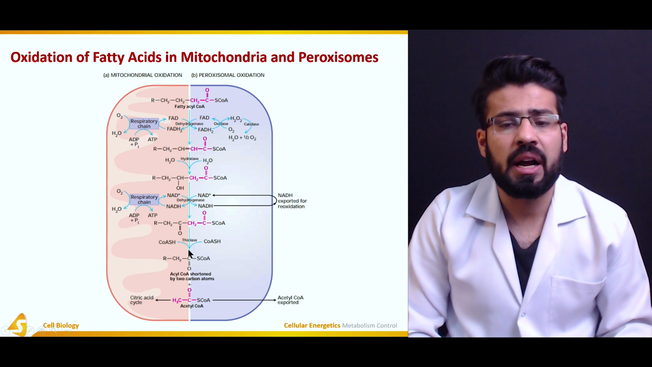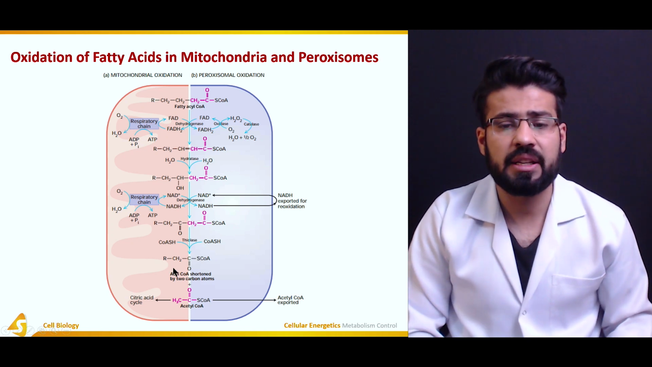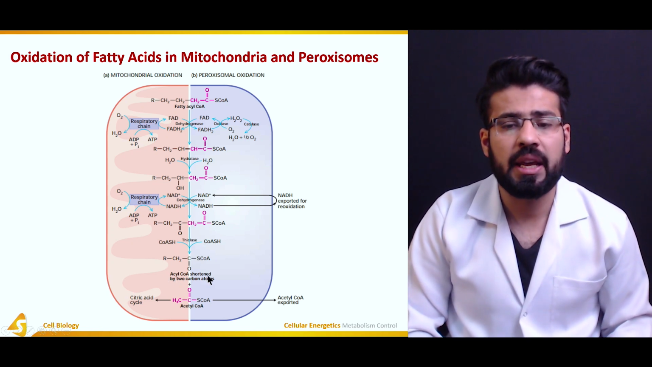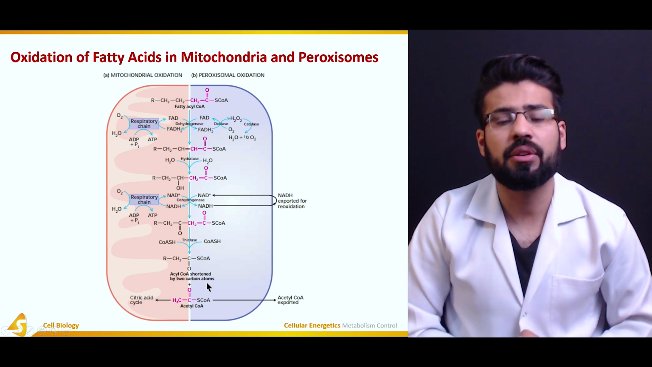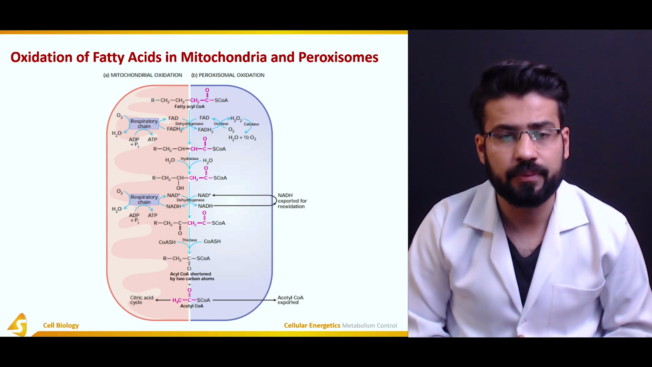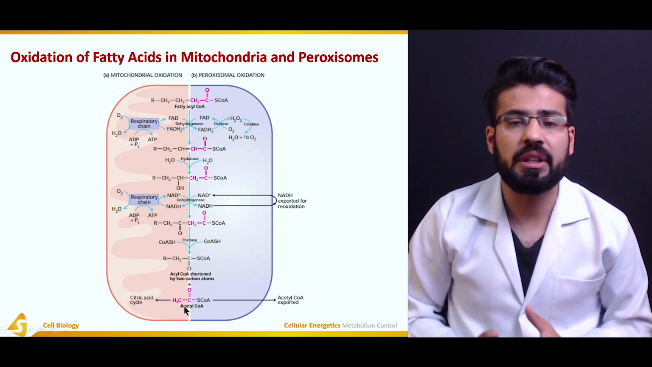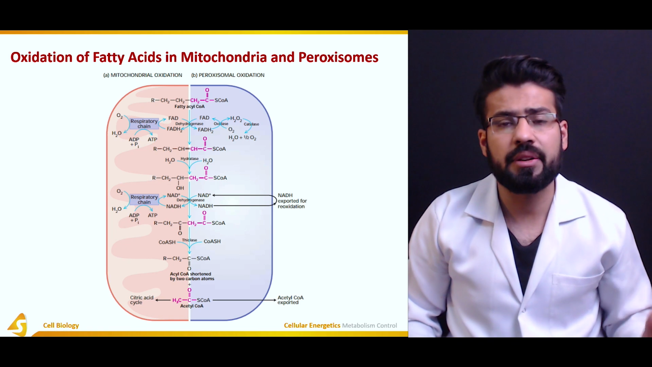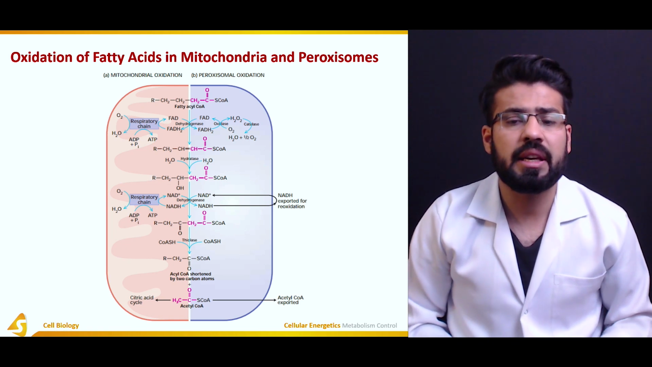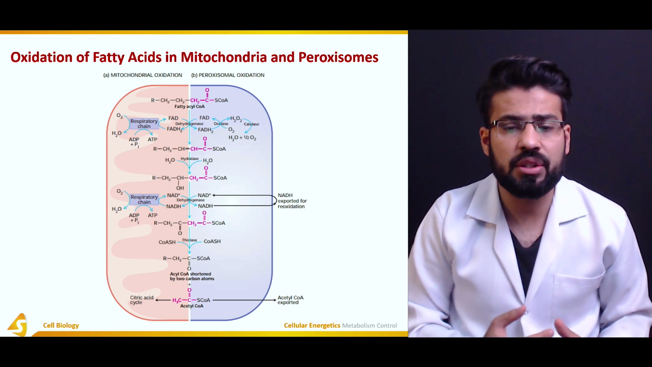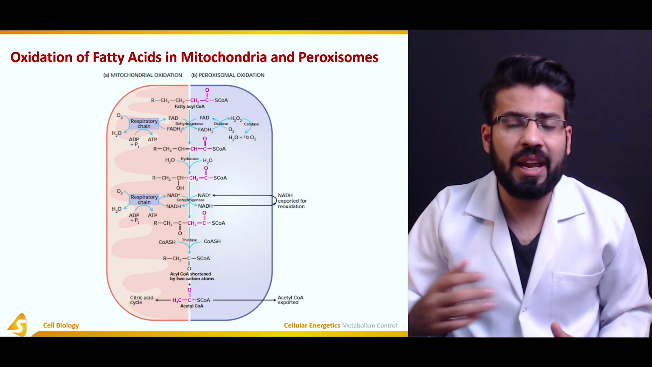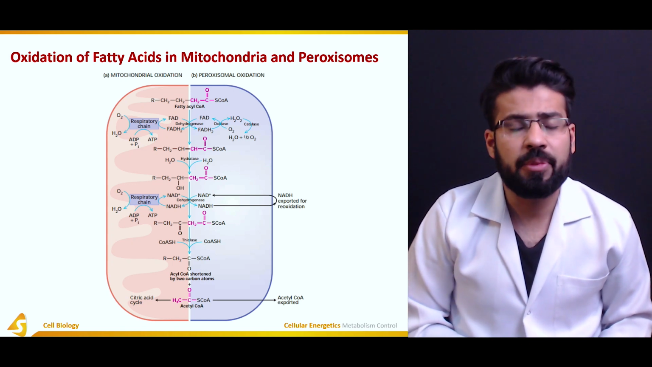This would be followed by the action of the thiolase enzyme, where coenzyme A is going to act on it, and this would be converted into acetyl-CoA, which carries only 2 carbons. So acetyl-CoA, in case of the mitochondrial oxidation, is going to enter into the citric acid cycle. In case of the peroxisomal oxidation, acetyl-CoA is going to be exported out of the peroxisomes.